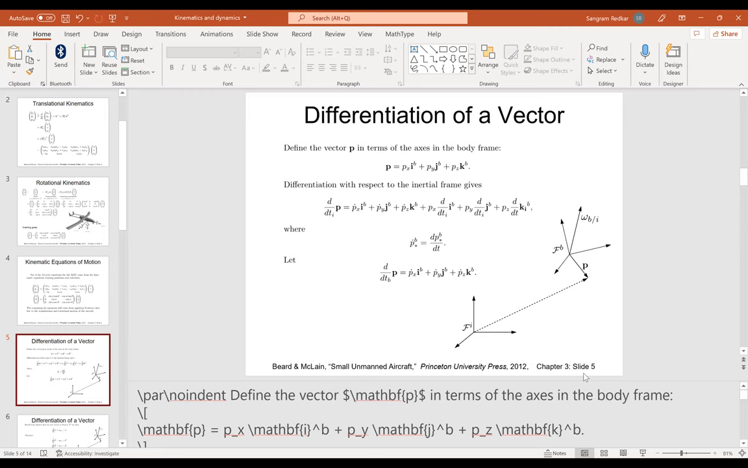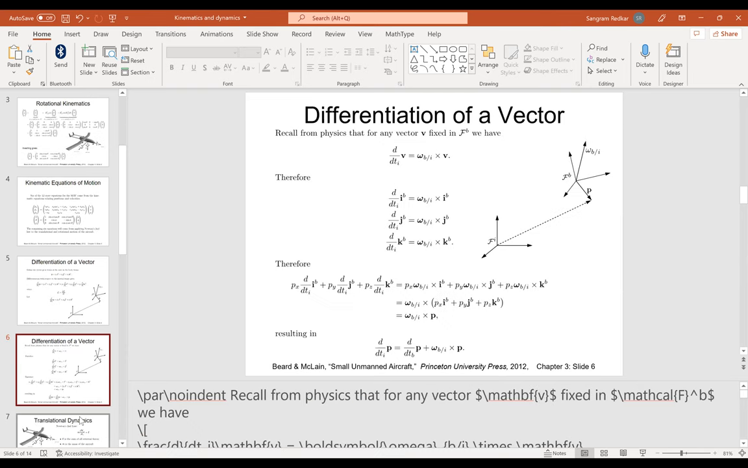The first equation is Px i, Py j, Pz k. That is nothing but the coordinates of that point P, differentiated with respect to the inertial frame. Can you see that those P's are dotted and those i's, j's and k's are also dotted? Are you with me so far? Now, next, what we are doing is rewriting this equation as the derivative of P and the derivative of the unit vector. So this equation becomes something like this. Can you see that you have that?